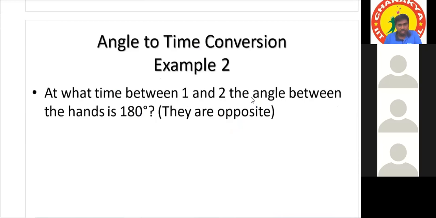Let us do it in this method only. He's asking for opposite. Opposite means 180 degrees. So take the first number. How much is it? It is 1. 1 into 1 into 30 is equal to 30.